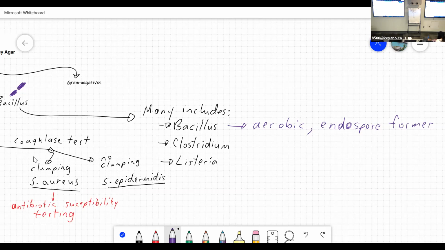Okay, and Clostridium is anaerobic, and also an endospore former.